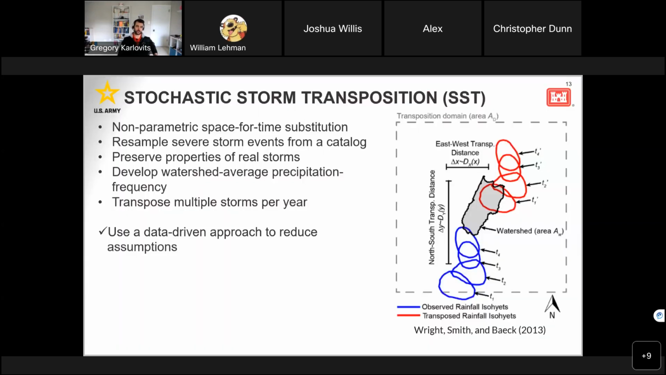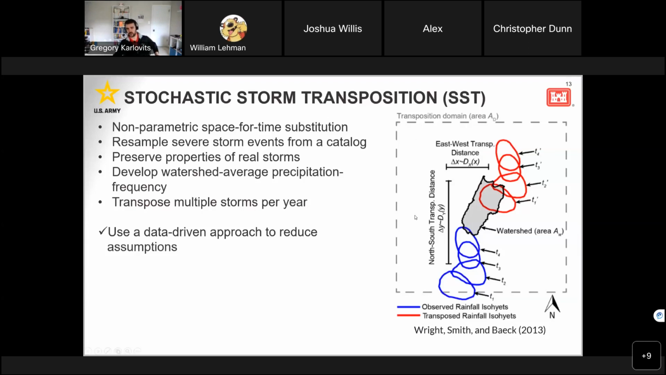All right, so let's get to the exciting part. Let's talk about stochastic storm transposition. So what SST is, is a fancy way of moving storms around. That's not going to end my talk there, but what SST really does is we take a large area that we think that storms, if they occurred in one location, could have occurred at any other location within that domain. That's the transposition domain.